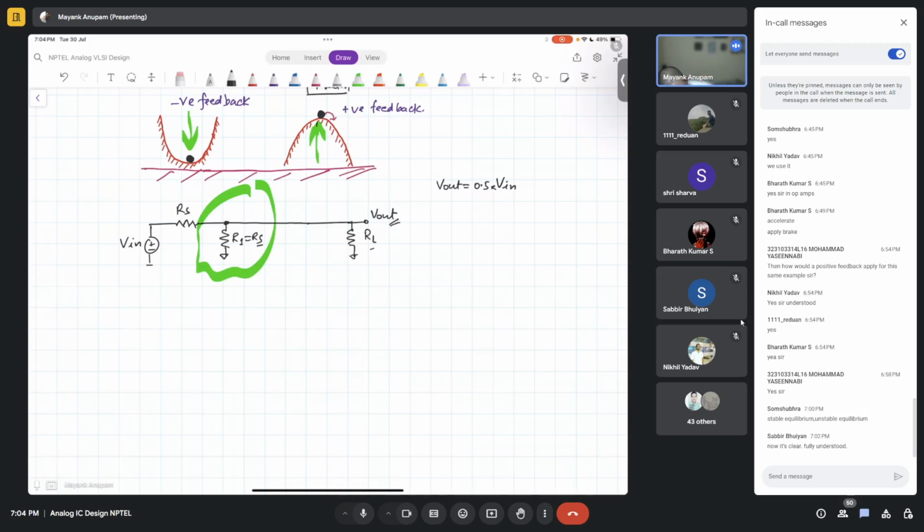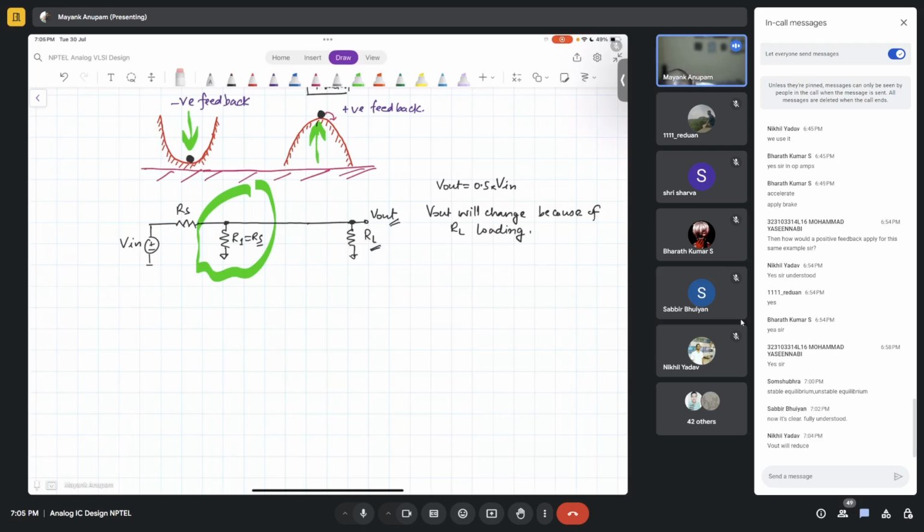But the moment you start connecting this RL load resistance, what will happen? It will start taking some current, and what will happen because of that? The V out will change, correct? V out will change because of RL loading. The RL here will start taking up current, which will simply disturb the output voltage. V out will definitely reduce.